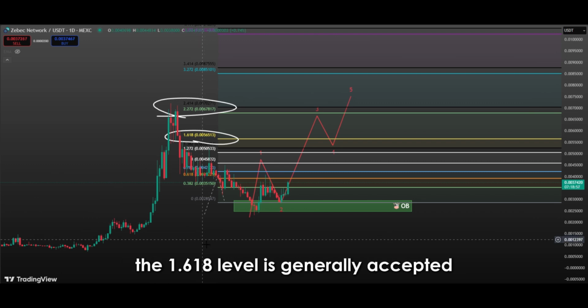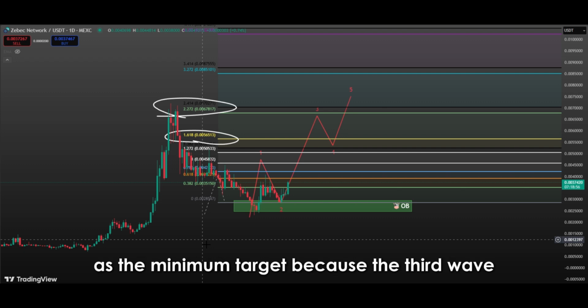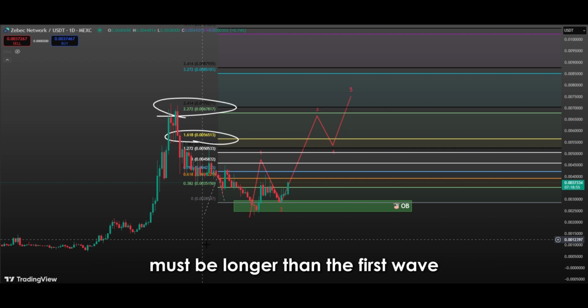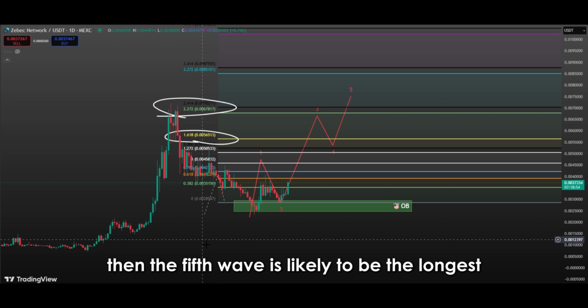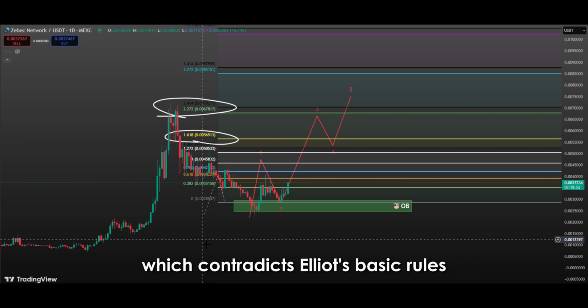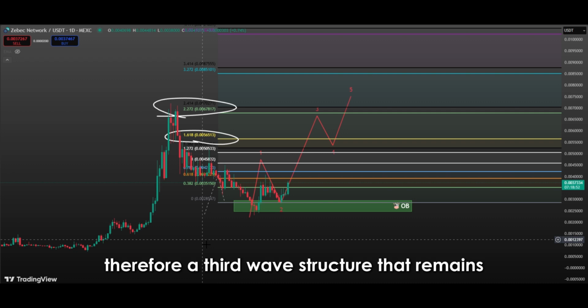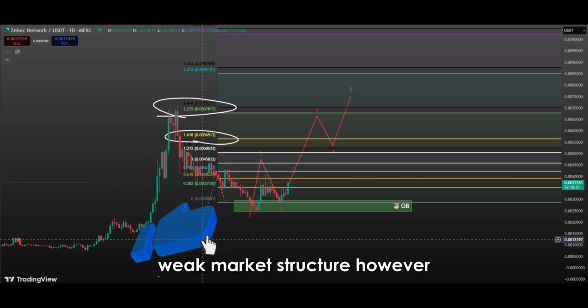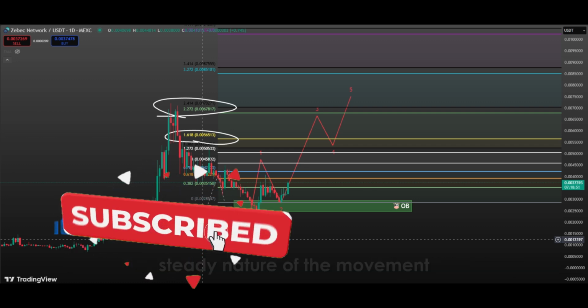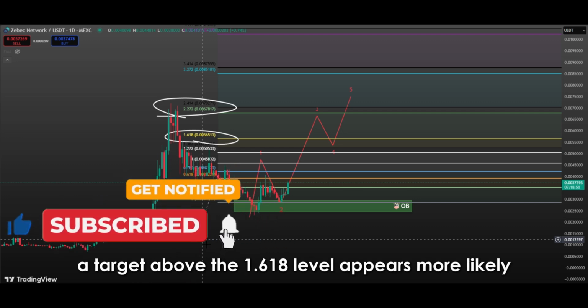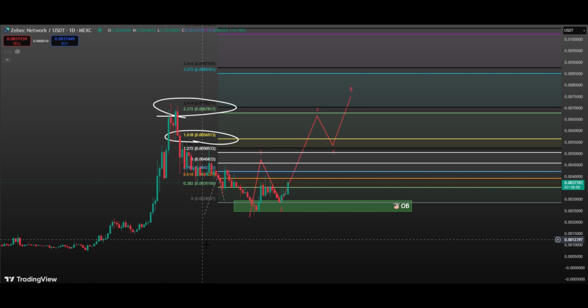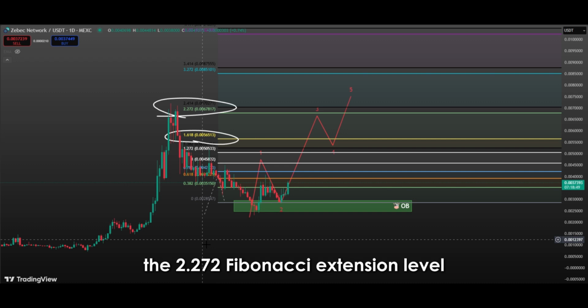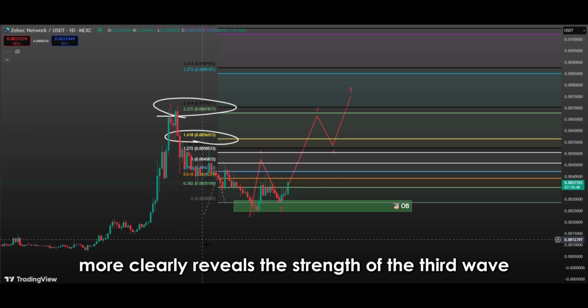The 1.618 level is generally accepted as the minimum target because the third wave must be longer than the first wave, otherwise Elliott's principles are violated. If the third wave is shorter than the first, then the fifth wave is likely to be the longest, which contradicts Elliott's basic rules. Therefore, a third wave structure that remains below the 1.618 level usually signals a weak market structure. However, considering the current market outlook and the steep, steady nature of the movement, a target above the 1.618 level appears more likely. The 2.272 Fibonacci extension level more clearly reveals the strength of the third wave.